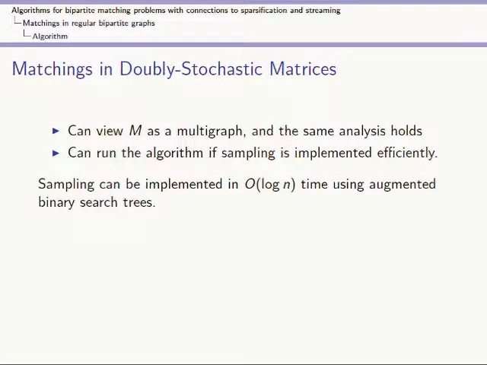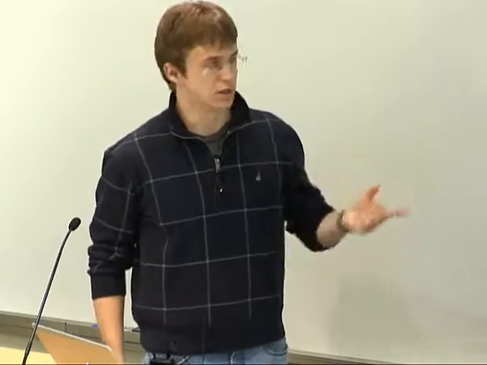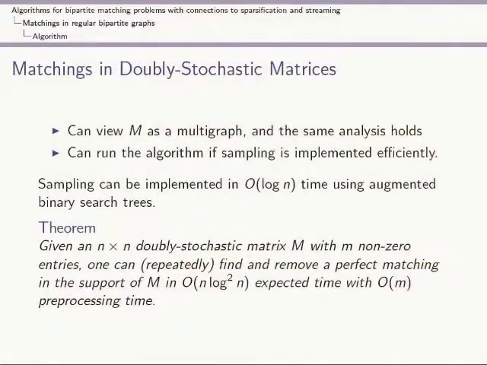Now, I want to just say that we have a very simple algorithm with a very efficient runtime here, because we can view this matrix M as a multigraph, and essentially the same analysis will go through. So we can run our algorithm as long as we can implement the sampling stage, that is, sampling a uniformly random outgoing edge. This is a little harder in this case than in the edge coloring case, but we can in fact implement this in order log n time. And we get some efficient algorithms. Let me skip this theorem.